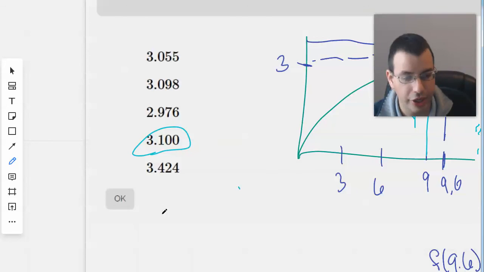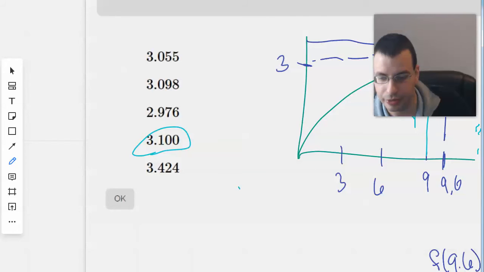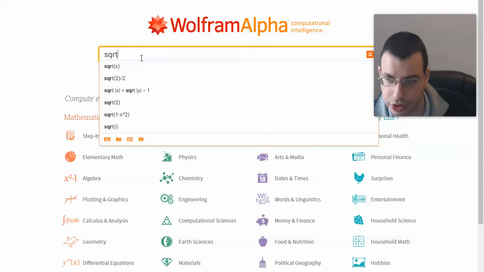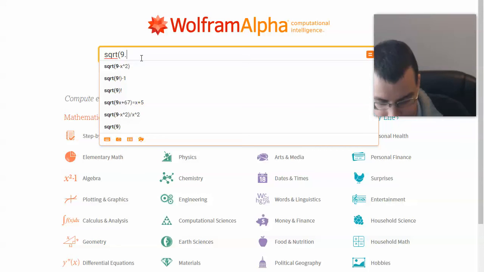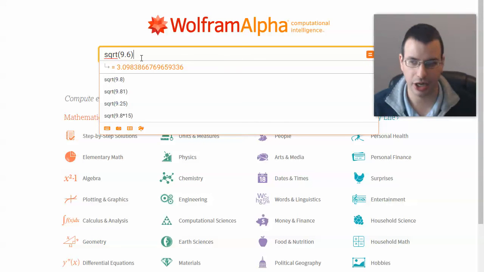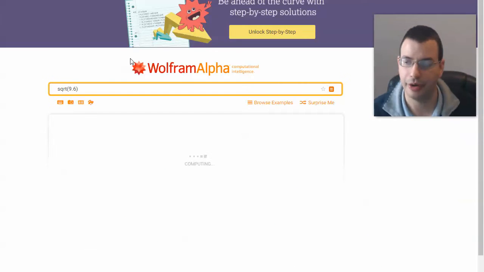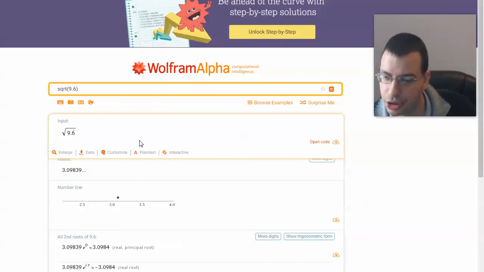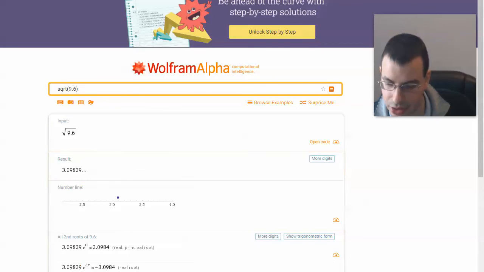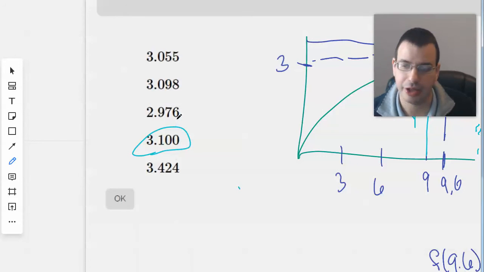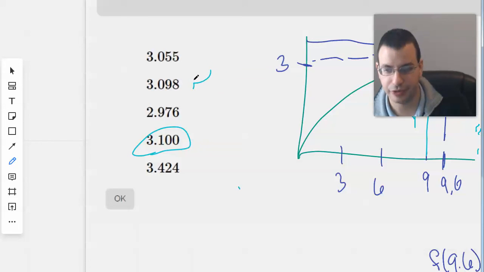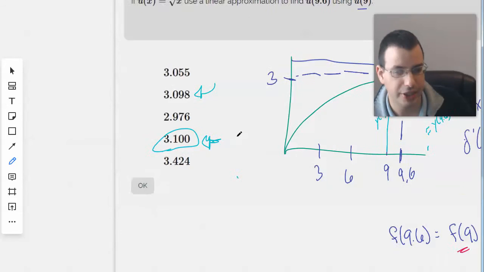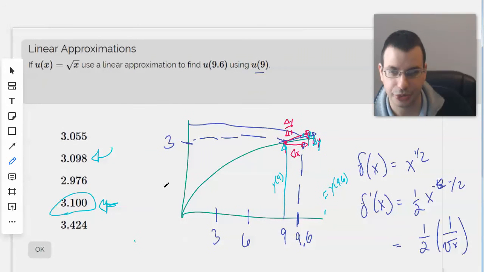So looking at this from a Wolfram point of view, let's find the square root of 9.6. And it should be a little bit less than 3.1. So we get 3.098. Interesting. So this is the actual value. This is the approximated value. And like we said, the actual would be a little bit lower than the approximation.